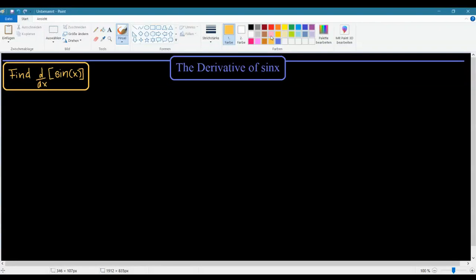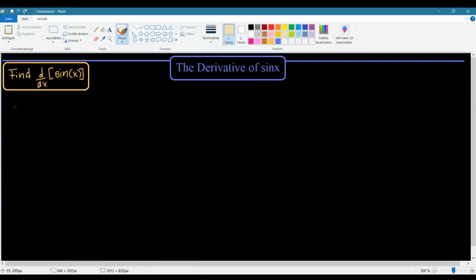Today we're going to derive sine x. Now we're not going to do it the geometric way. That way is very complicated. We're going to do it the easy algebraic way. It's really not very difficult when you think about it. When you look at the geometric way, you can get intimidated, but this is not so hard.